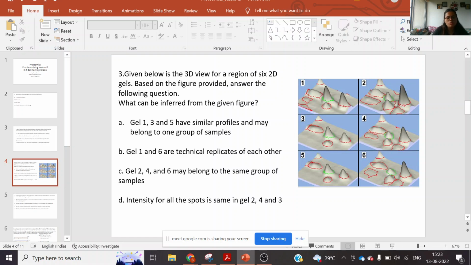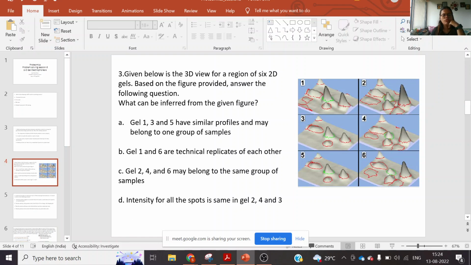Now, coming to option D: intensity for all the spots is the same in gel 2, 4, and 3. So you can see 2, 4, and 3, these three images. The protrusion in a 2D gel gives an idea about intensity. If you look, it is not similar. Even visually you can see here it is different. This is different, this is also different. So this option is also not correct.